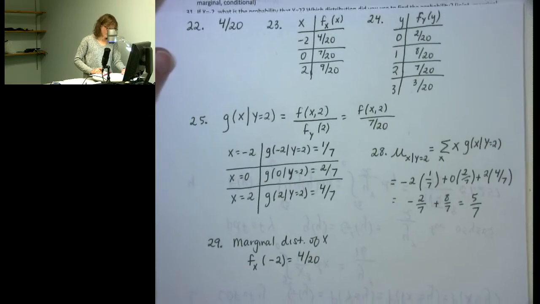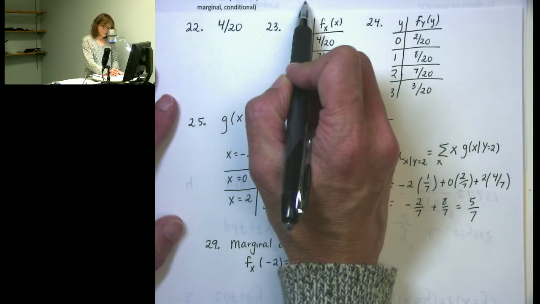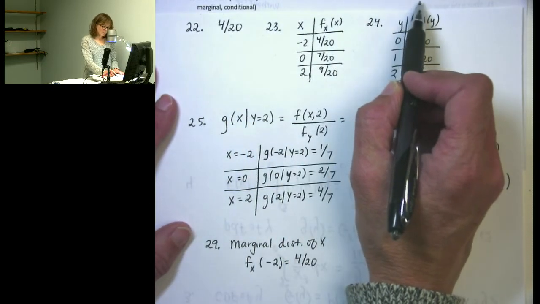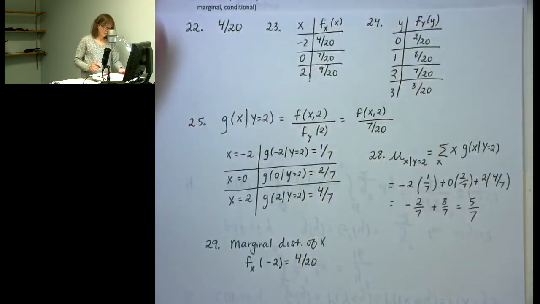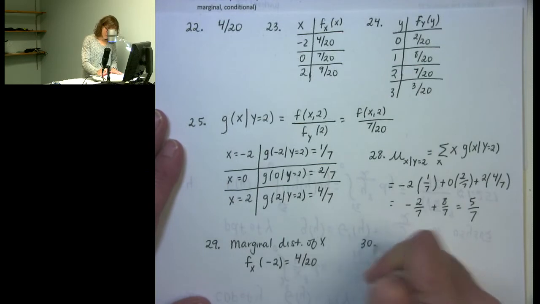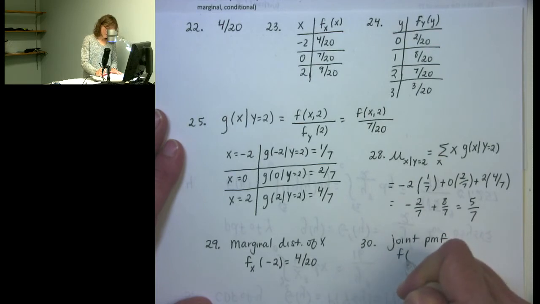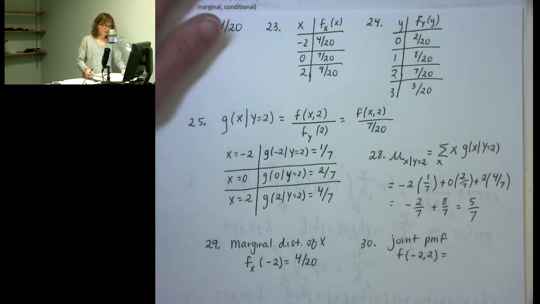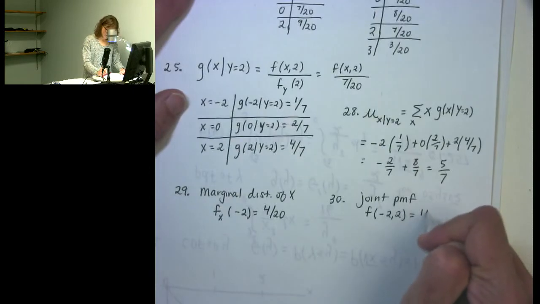For question 30, what is the probability that x is equal to negative 2 and y is equal to 2? Which distribution would you use? Here, because I'm looking at the probability of an intersection, I use the joint probability. So for 30, I use the joint PMF. I'm looking for f of negative 2, 2. And if I look at my table, negative 2, 2 gives me 1/20.